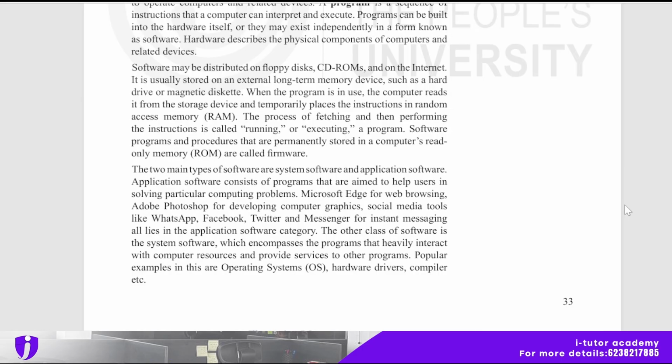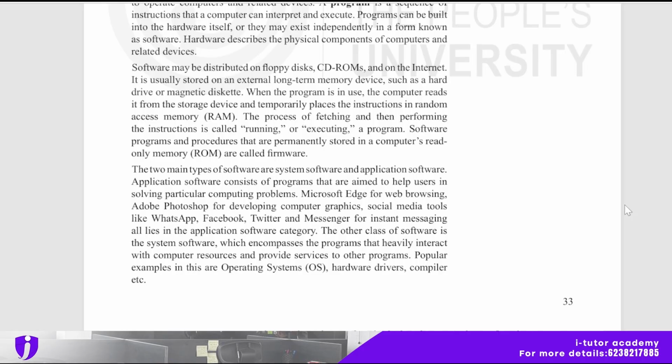It is usually stored on an external long-term memory device such as a hard drive or magnetic diskette, and when the program is in use, the computer reads it from the storage device and temporarily places the instructions in random access memory, that is RAM. The process of fetching and then performing the instructions is called running or executing a program. Software programs and procedures that are permanently stored in a computer's read-only memory, that is ROM, are called firmware. And the two main types of software are system software and application software.